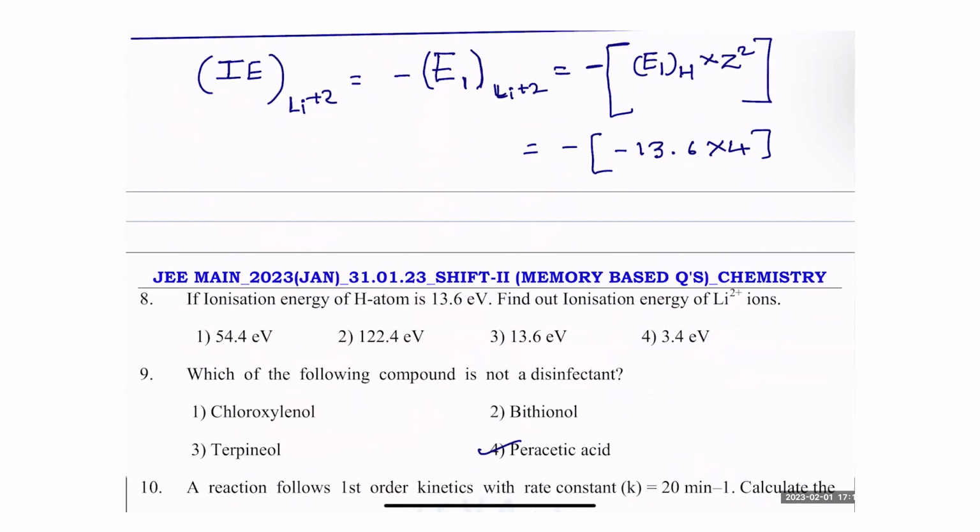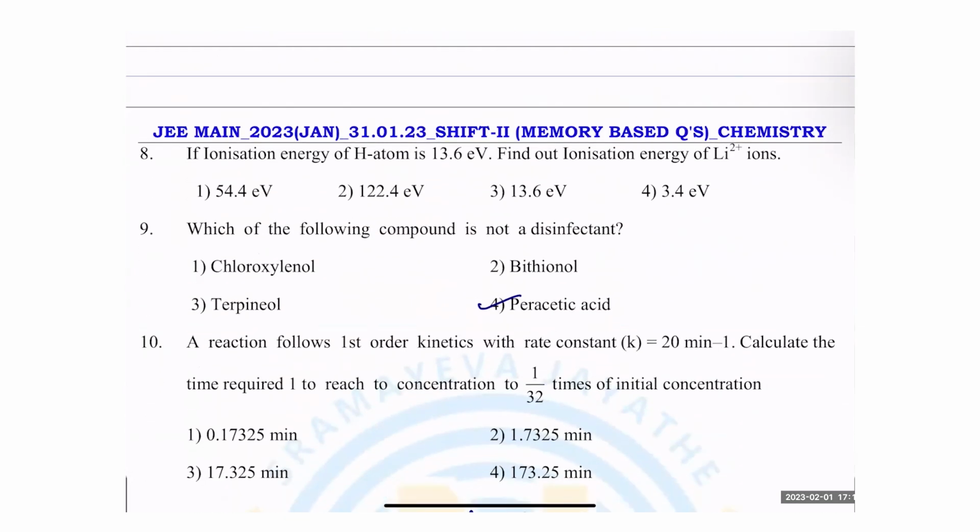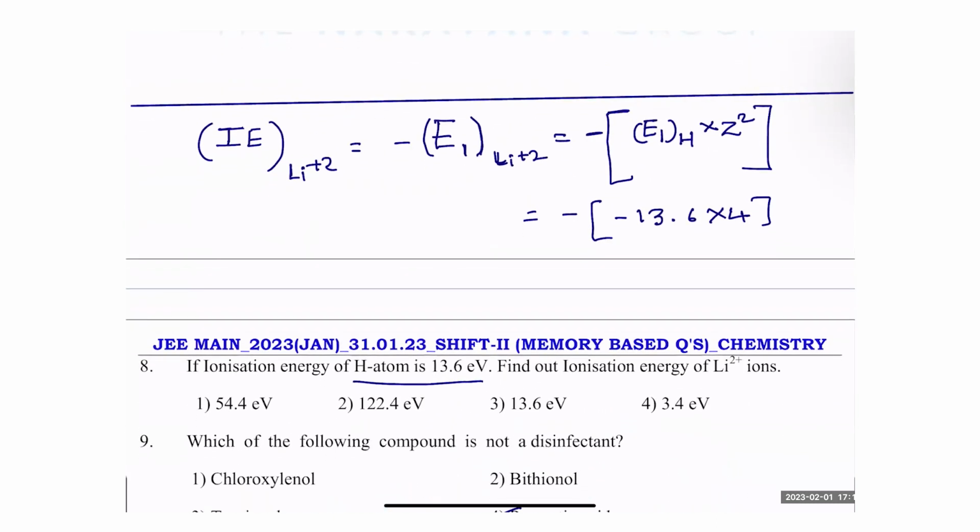The next one is on ionization energy of the hydrogen atom. The ionization energy of a hydrogen atom is 13.6. Find the ionization energy of Li2+. In the case of a single electron species, the ionization energy is equal to minus E1. Here it is lithium plus 2, which is a single electron species.